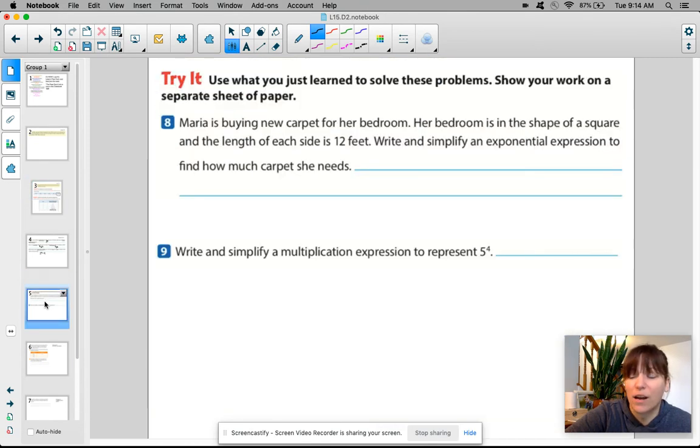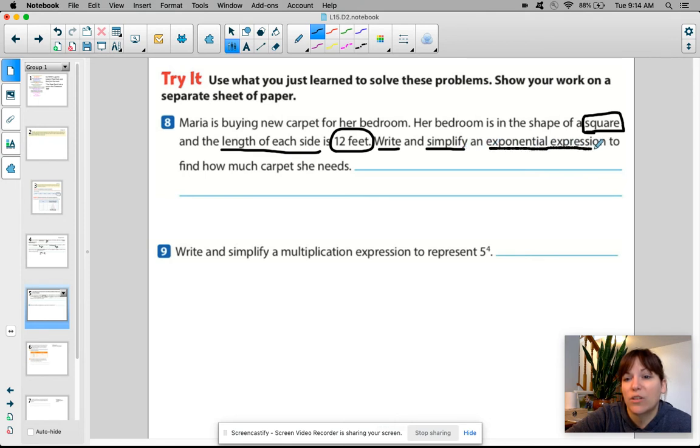All right, so let's try a couple more together. So Maria is buying a new carpet for her bedroom. Her bedroom is in the shape of a square. Actually, note that, circle it, underline it, put a square around it, something. And the length of each side of the square is 12 feet. Make a note of that dimension when you're digesting this problem. We're asked to write and then simplify an exponential expression, wordy, to find out how much carpet she needs.